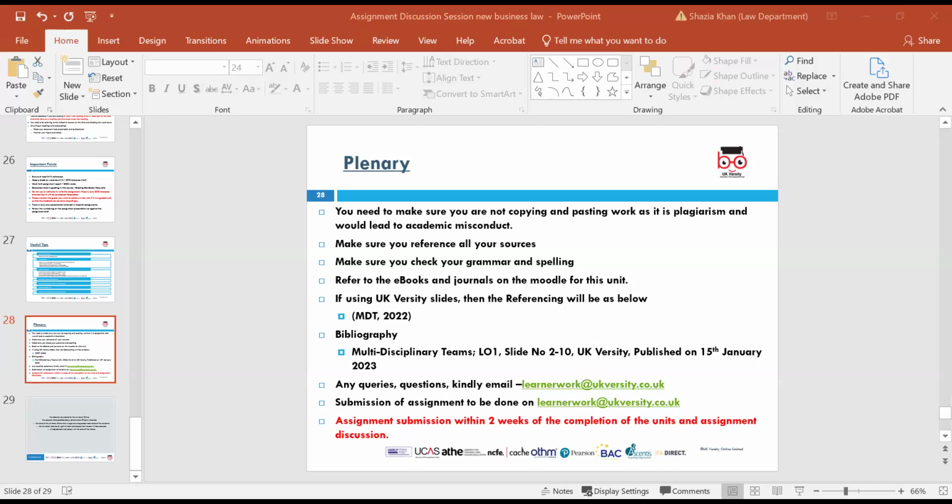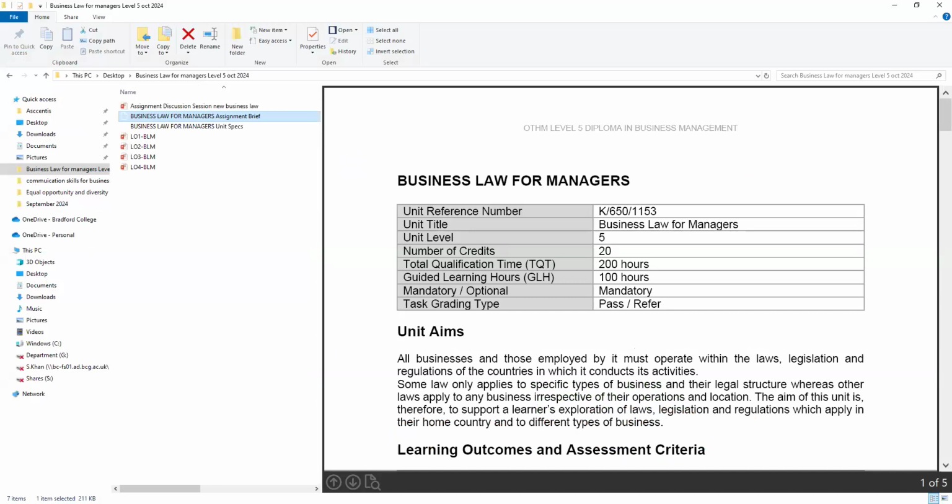So this is the assignment brief. This is what is on Moodle for you to look at. So in this, it identifies your unit reference number, the unit title, the unit level, which is level 5, the credits, the hours. It gives you the grading type as well, so pass or refer. Gives you the unit aims and then goes into more detail with the learning outcomes, what is expected of your assessment criteria. So learning outcome 1 has 1.1, 1.2, 1.3.